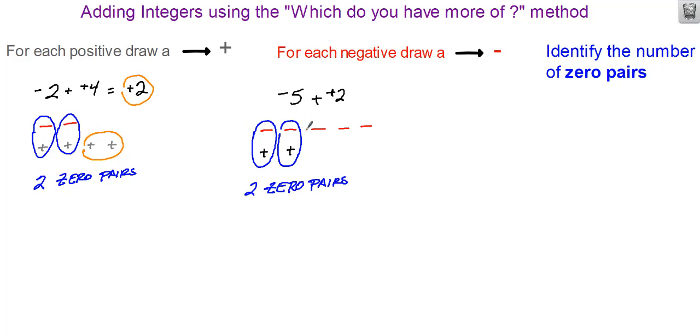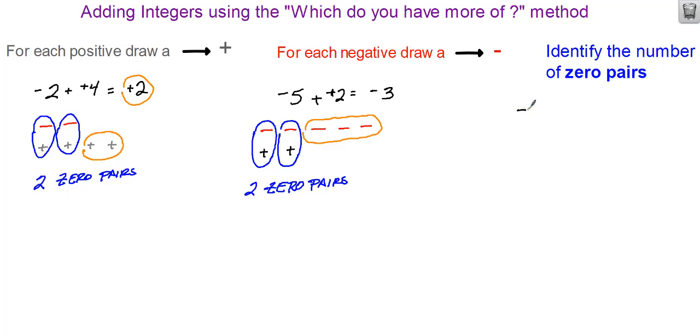And what's left over are these 3 negatives. So what do we have more of? We have more negatives. How many more? We have 3 more. All right, there's one more problem in this row on your practice sheet.